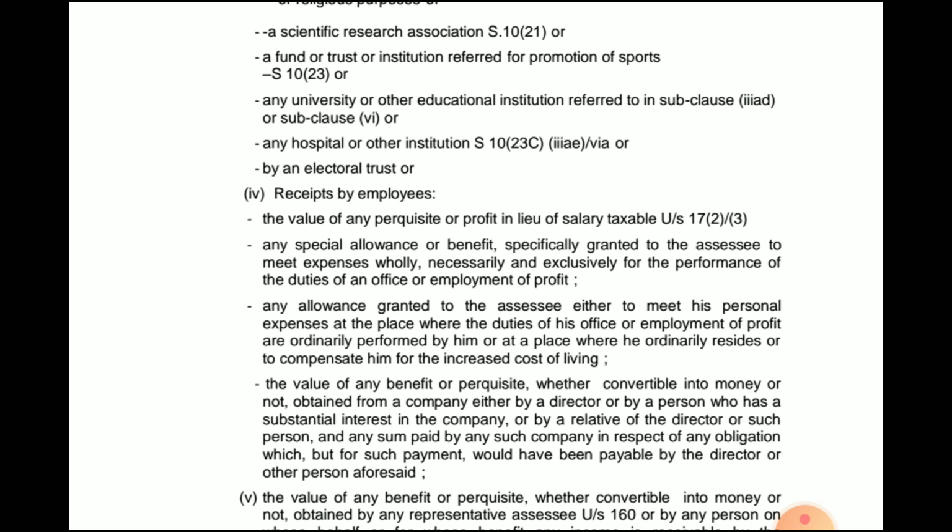Then any allowances you give him for meeting his personal expenses, or some amount of money for meeting his cost of living, even that is also a kind of perquisite you are giving, and it is also income. Similarly, any benefit or perquisite, whether you give money or not, right? Whether it is given in the form of cash or kind, whether you can convert it into cash or you can't, everything is treated as income for that particular person, right?